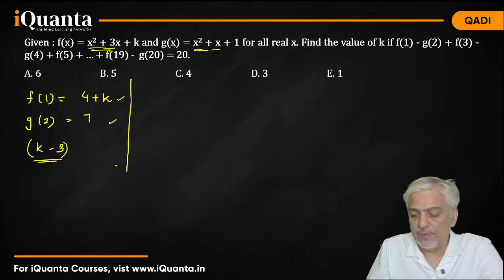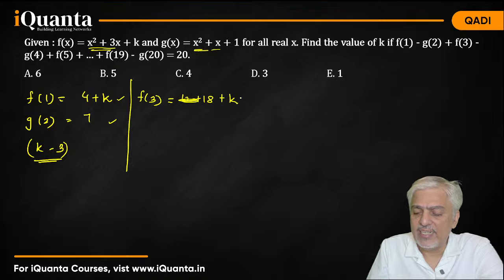Okay, I said let me try and find a pattern. So then I found f of 3. What is f of 3? 9 plus 9, 18, 18 plus k. And if I took g of 4, it's 16 plus 4, 20, 20 plus 1, 21. And difference again came out to be k minus 3.